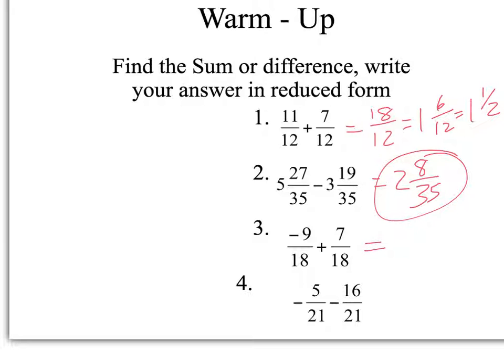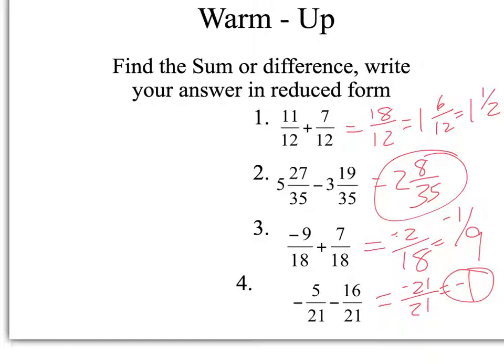3, negative 9 plus 7. Just adding my numerators, that's going to give me negative 2 over 18, which will reduce down to negative 1 over 9. I was able to divide both the top and the bottom of that fraction by a common factor of 2. Bottom one down here, negative 5 and a negative 16. That's going to give me negative 21 over 21, which will reduce down to negative 1.